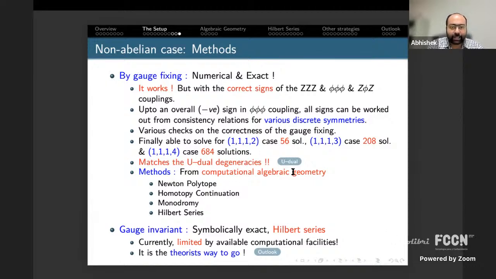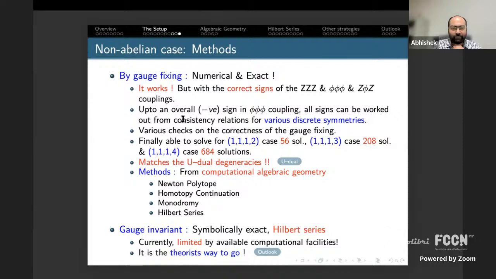The way that we got around it is by gauge fixing. You can actually gauge fix these solutions. And if you do that correctly, then we were able to solve this 1112 case, for which we got 56, the 1113 case for which we got 208, and the 1114 case for which we got 684. And all these numbers match with the U-dual picture.